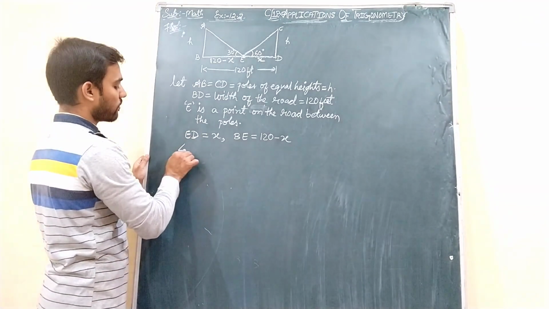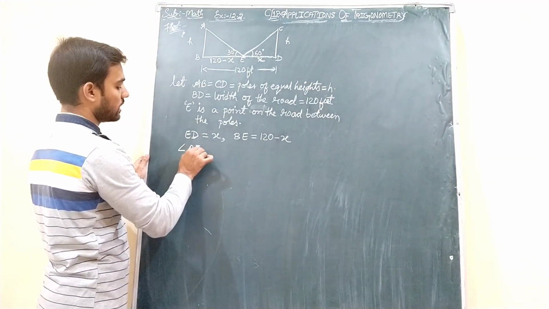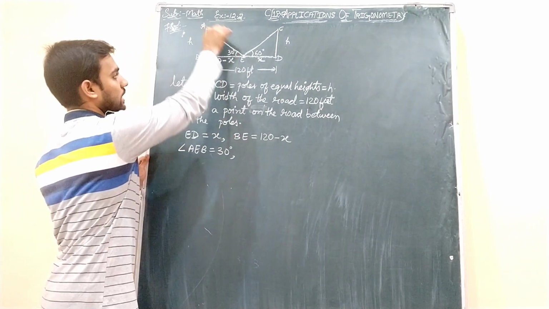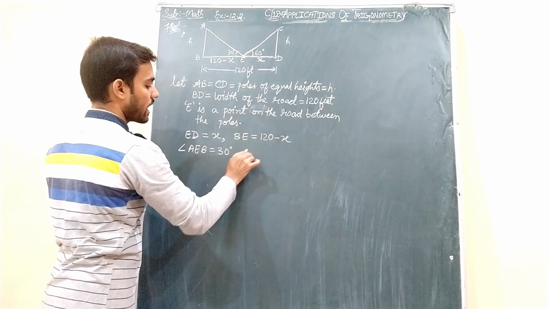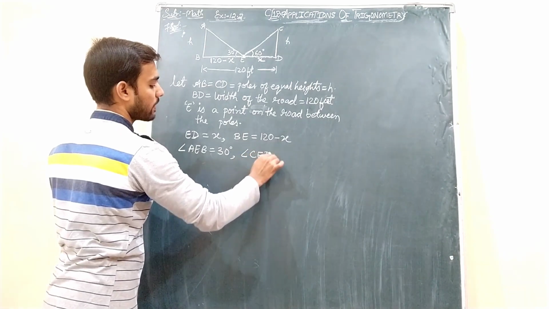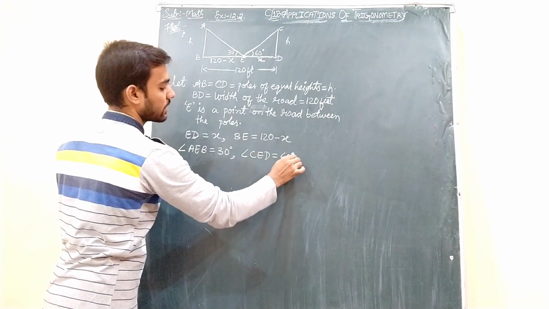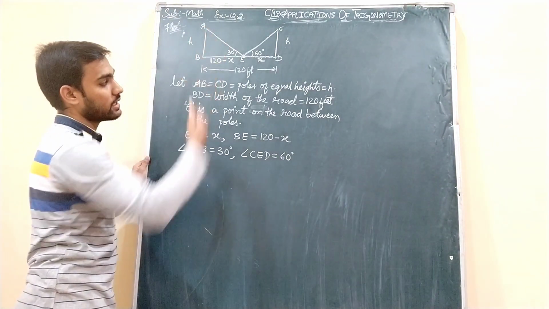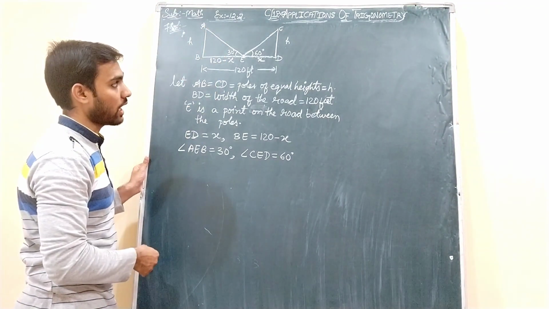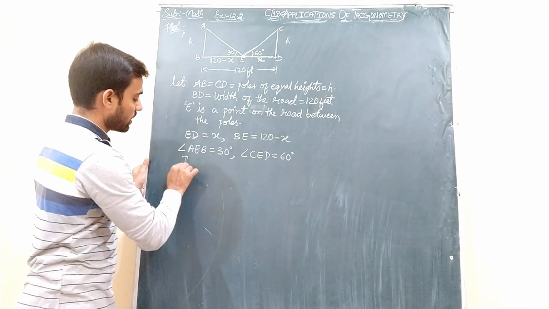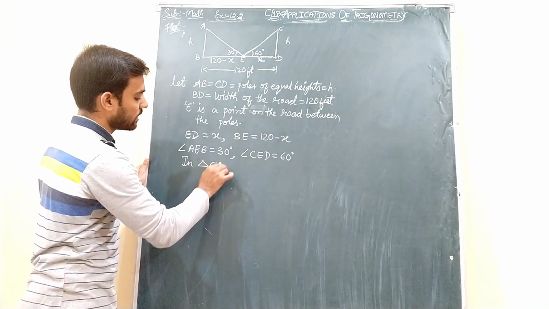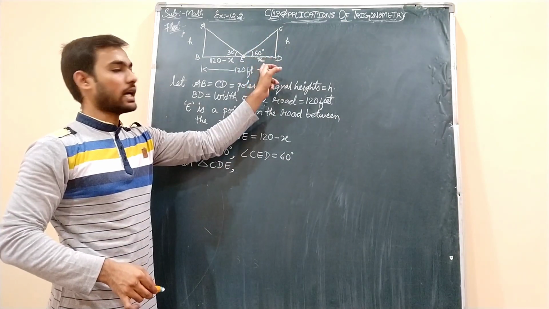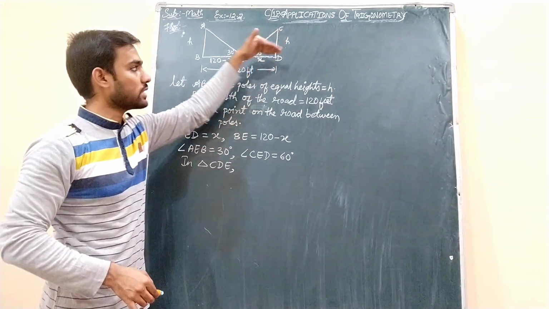Now angles, one angle AEB is 30 degree, and the other angle CED is 60 degree, right students? So now let us take first the triangle having the 60 degree angle. In triangle CDE, height and distance, two things are involved. This is opposite, this is adjacent.